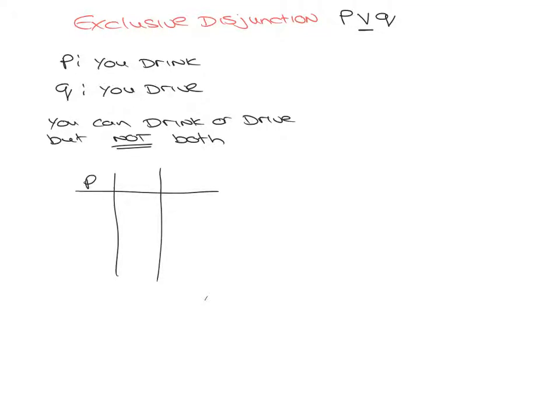So again, setting up our truth table, we've got P, we've got Q, and this time we've got P exclusive or Q. So again, P can be true and Q can be true, P can be true and Q can be false, or P can be false, Q can be true, or they're both false. Now this time, because we can't drink and drive when both P and Q are true, the exclusive disjunction is false, because you can't drink and drive. However, when P is true, you can drink, as long as you don't drive, so that's true. Or when Q is true, you can drive as long as you don't drink, but that's true. And if you don't drink or drive, then it's a bit of a waste of a sober driver, so that is false.